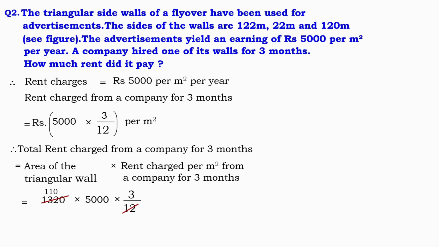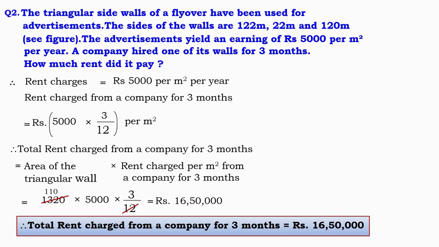That's why earlier we have not done any simplification, because we have done it at the end so that we can easily cut this 12 with 1320 and it will be easier for you to find the answer. Now 110 into 5,000 into 3, which is coming 16,50,000. So the total rent charge from a company for 3 months is equal to 16,50,000.